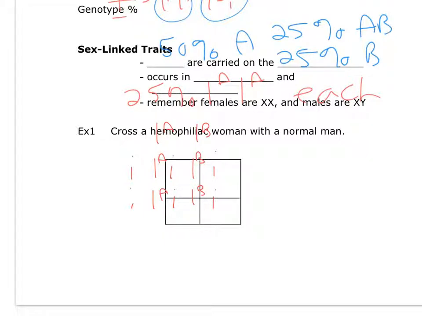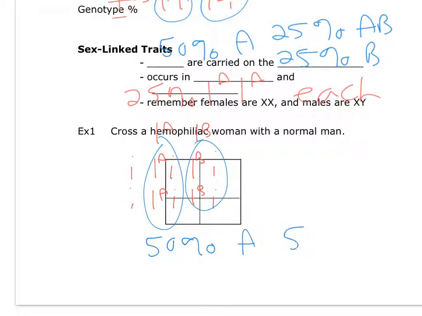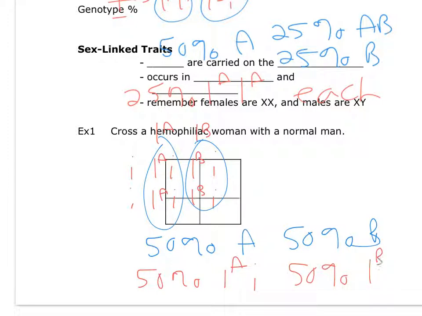So my phenotype percent, both of these are blood type A, so 50% A, and these are blood type B, 50% B. For genotype percent, you're going to write it out. So 50% IA little i and 50% IB little i. And that's how you do blood types.